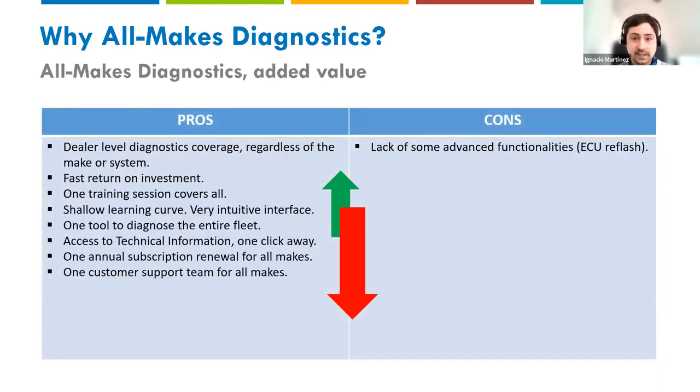On the OMX side, cons, obviously, a lack of some advanced functionalities like ECU reflashing. But then pros, so I don't repeat things that I was saying before: dealer level diagnostics coverage, regardless of the make or system, faster return on investment, one training session, one customer support, one everything. So obviously there are many pros to using an OMX platform.